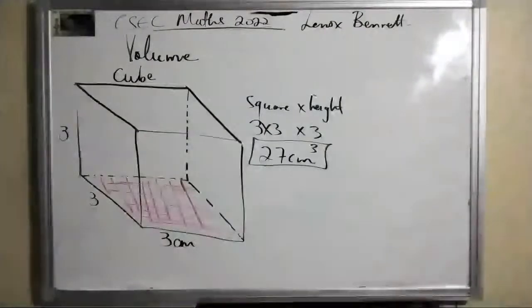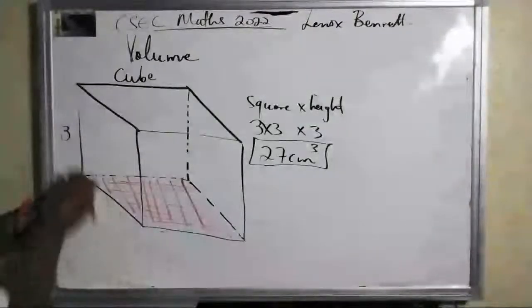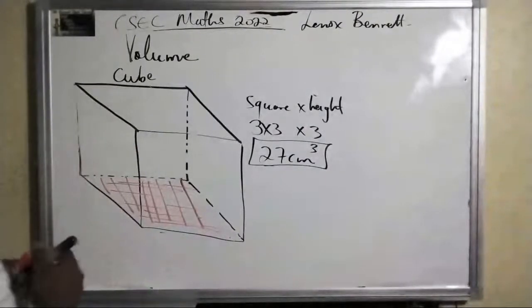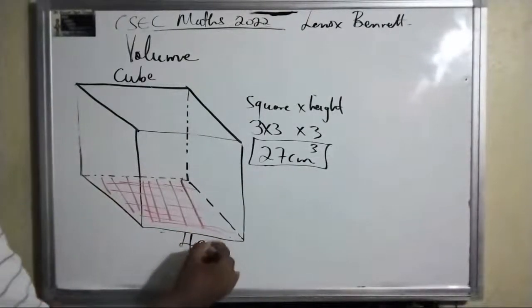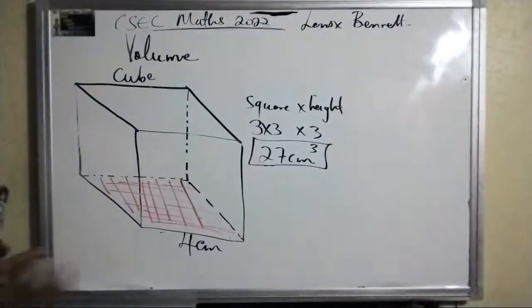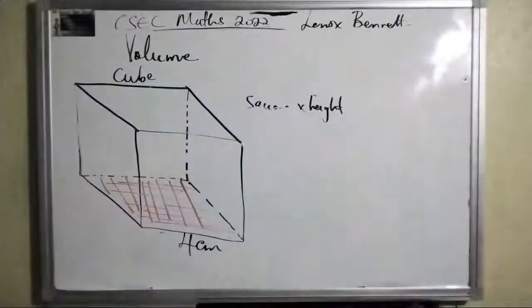So it's very, very simple to find the volume of a cube. Let us change the dimension and you guys complete it. We're going to change the dimension to 4. Find the volume of this. Go ahead, you have 2 minutes. 1 minute, matter of fact, to do.